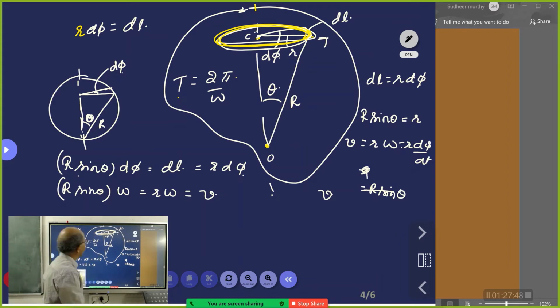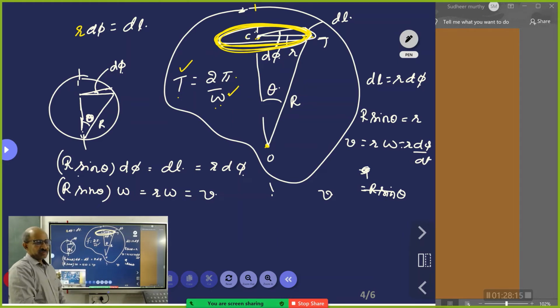Now please tell me. Initially, this person will see this going like this and coming back in time t. This person will also see this going like this and coming back here in the same time t. Right? So, as far as t is concerned, what is t in terms of angular variables? It is 2 pi by omega. So for this, if you say this is the omega, why can't you say this is the same omega?